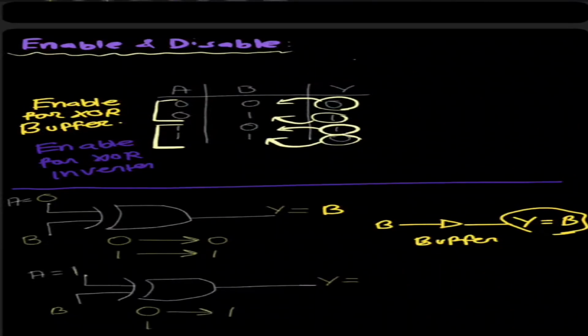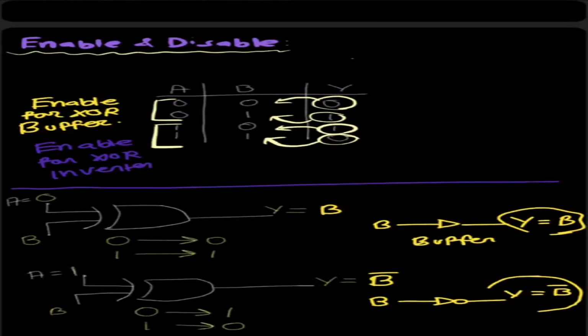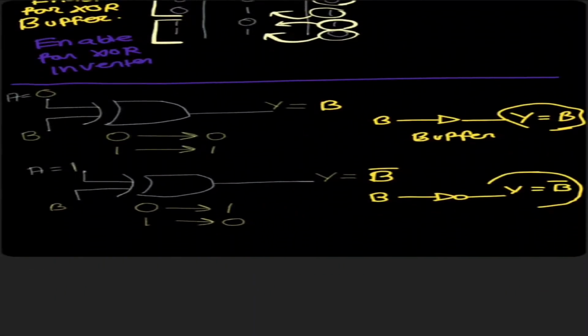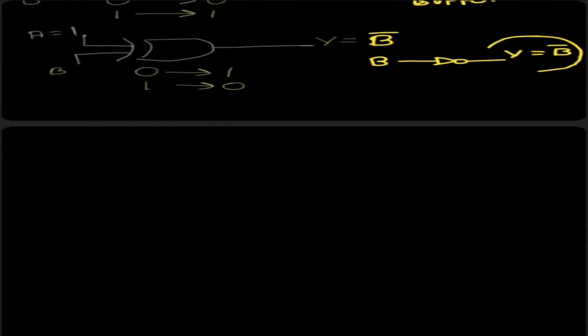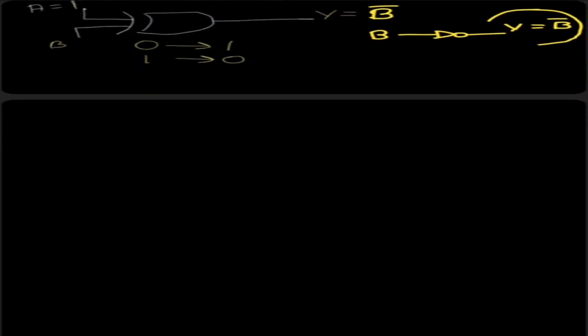Now for the second case, A equals 1, and we have B. So we see that when B equals 0, we get Y equals 1, and when B equals 1, we get Y equals 0. So Y is basically B complement. So we can make the inverter NOT gate here, Y equals B complement. Because of these things, we can call this a controlled inverter. And we say that the XOR gate acts as a controlled inverter, as we can make it a buffer or make it an inverter just by changing the input from 0 to 1.